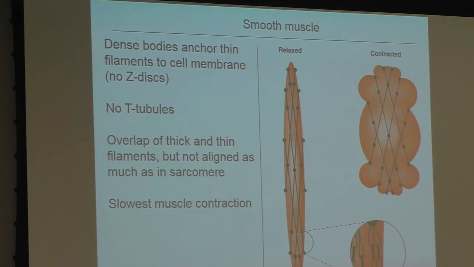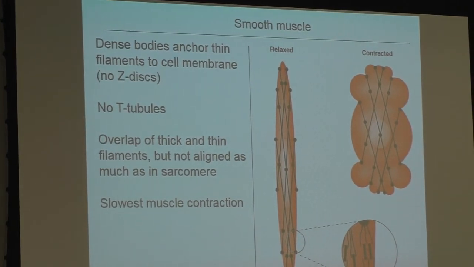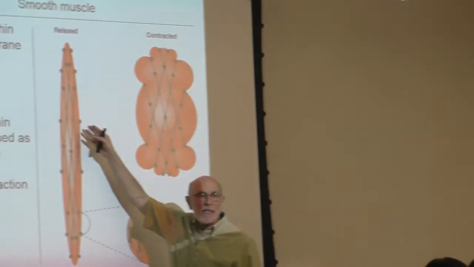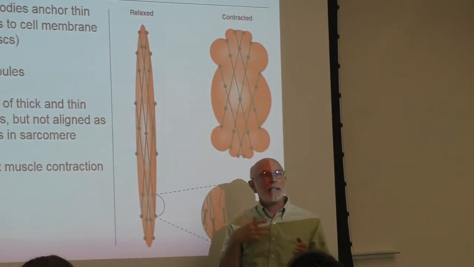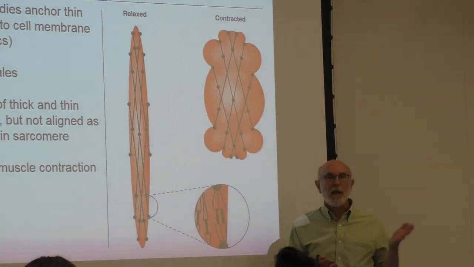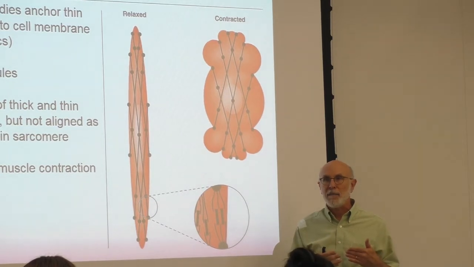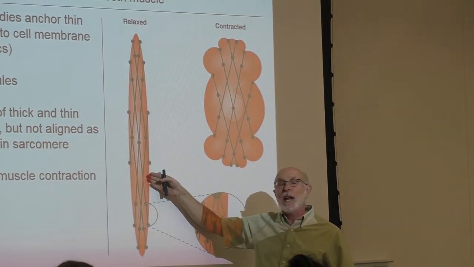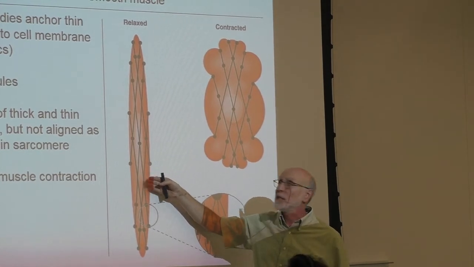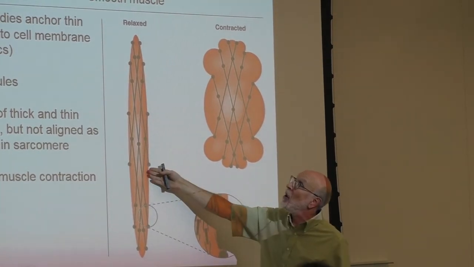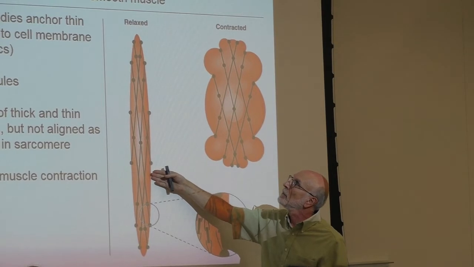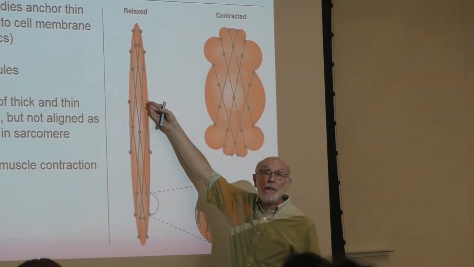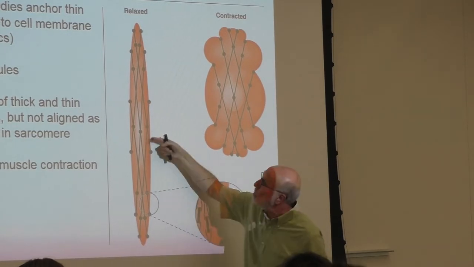I said they don't have T tubules. They don't have Z discs, but they do have connections. So there is myosin and there's actin. It does the same thing as skeletal and cardiac muscle in terms of the contractile mechanism. So the thin filaments are not attached to Z discs, since there are no Z discs, but the thin filaments are attached to these things called dense bodies. You don't have to know that name. But the thin filaments are connected to the membrane, and then there's myosin in between there.